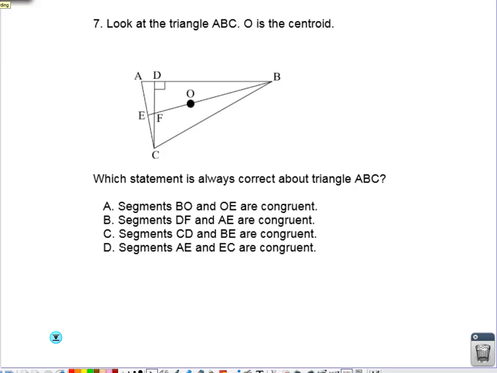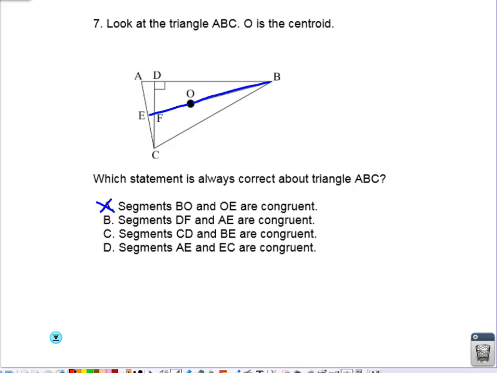Look at triangle ABC. O is the centroid. Again, a centroid is a center of balance, but there's some other stuff that's also true about it. Which statement is always correct about triangle ABC? Segments BO and OE. When you're dealing with a centroid, see how much you remember about this. Is BO and OE the same length? No. Do you remember what the relationship was? 2-to-1 ratio. BO would be double the length of OE. So are BO and OE congruent? No. BO is double the length.